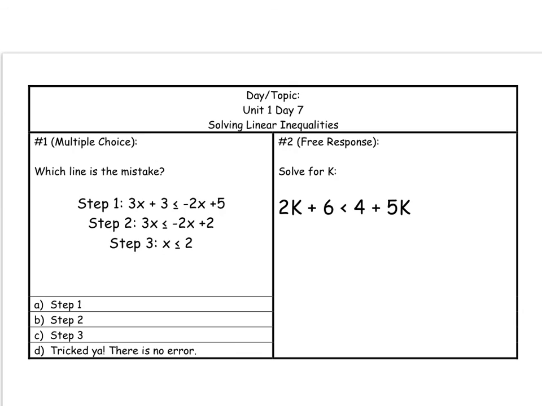Okay, now it's your turn to answer multiple choice question number 1. Which line is the mistake in solving the inequality below? Be careful because there may not be an error. And then number 2, solve for k. And be careful with number 2. It might look like a compound inequality to you, but it's not. It just has one inequality symbol. So again, you can treat that as an equal sign. Be sure to enter your answers in the Google form.